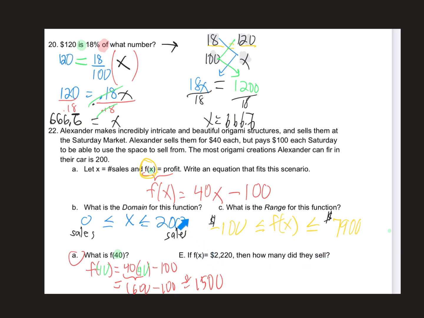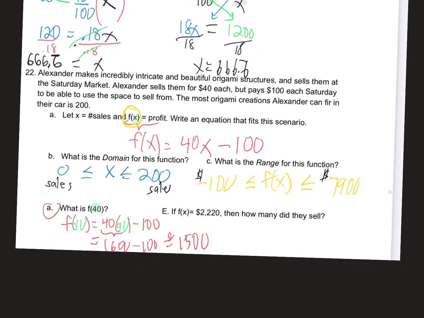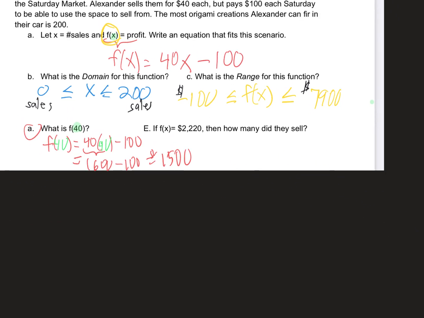Well, we're going to use this equation again, but 2,220 is the f of x, which is the left side. And then we can solve for x, which is how many we sold. Here we go. f of x is 2,220. That's equal to 40x minus 100. If we solve for x, x stands for the number of sales, which is exactly what they're asking us for. So we're going to solve for x.